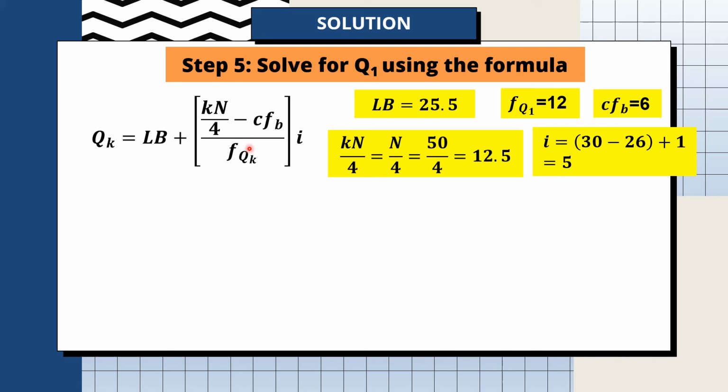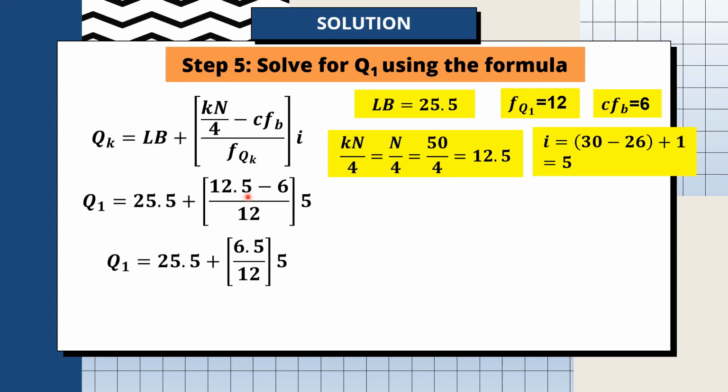So, una, i-substitute na natin siya dito sa ating formula. We have here LB which is 25.5, yung KN over 4 which is 12.5, CFB is 6, FQ sub 1 is 12, and then i is equal to 5. So, first step, subtract muna tayo. 12.5 minus 6, that is equal to 6.5.